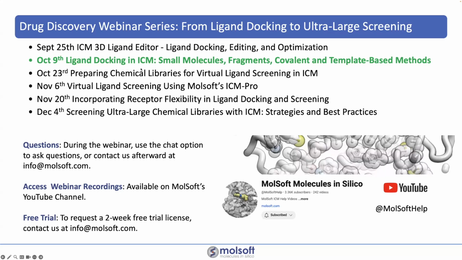Today's webinar is on ligand docking, and then in 2 weeks' time, we'll be moving on to the virtual screening options in ICM, such as preparing chemical libraries for virtual screening, how to do virtual screening of chemical libraries against one or more crystal structures, incorporating receptor flexibility in ligand docking and screening. And then we're going to finish with a webinar on ultra-large chemical library screening. So you can screen the giga-sized libraries in ICM, so 5 billion more than that in an efficient way.